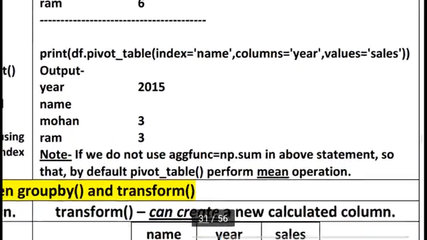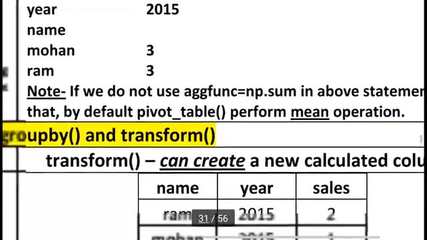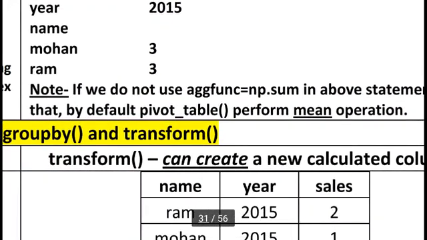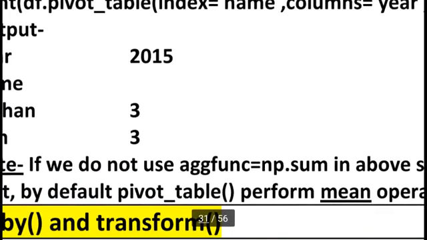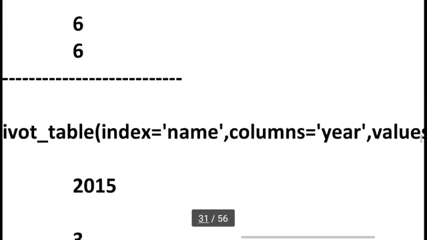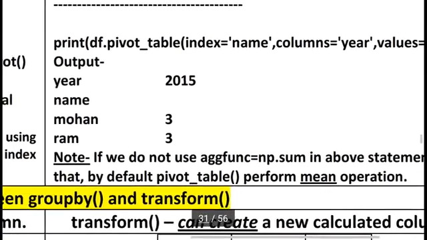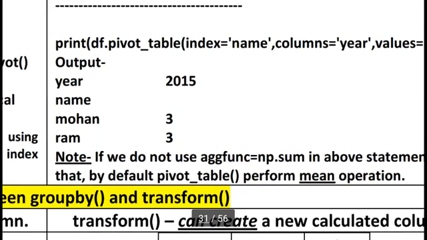So Python always performs the arithmetic mean, meaning the average value. If we do not use aggfunc np.sum in the above statement, pivot_table performs the arithmetic mean, meaning it will always use the average value. If we don't use aggfunc in the statement, then by default, in the absence of aggfunc, it always uses average calculation in the numerical pivot cell.